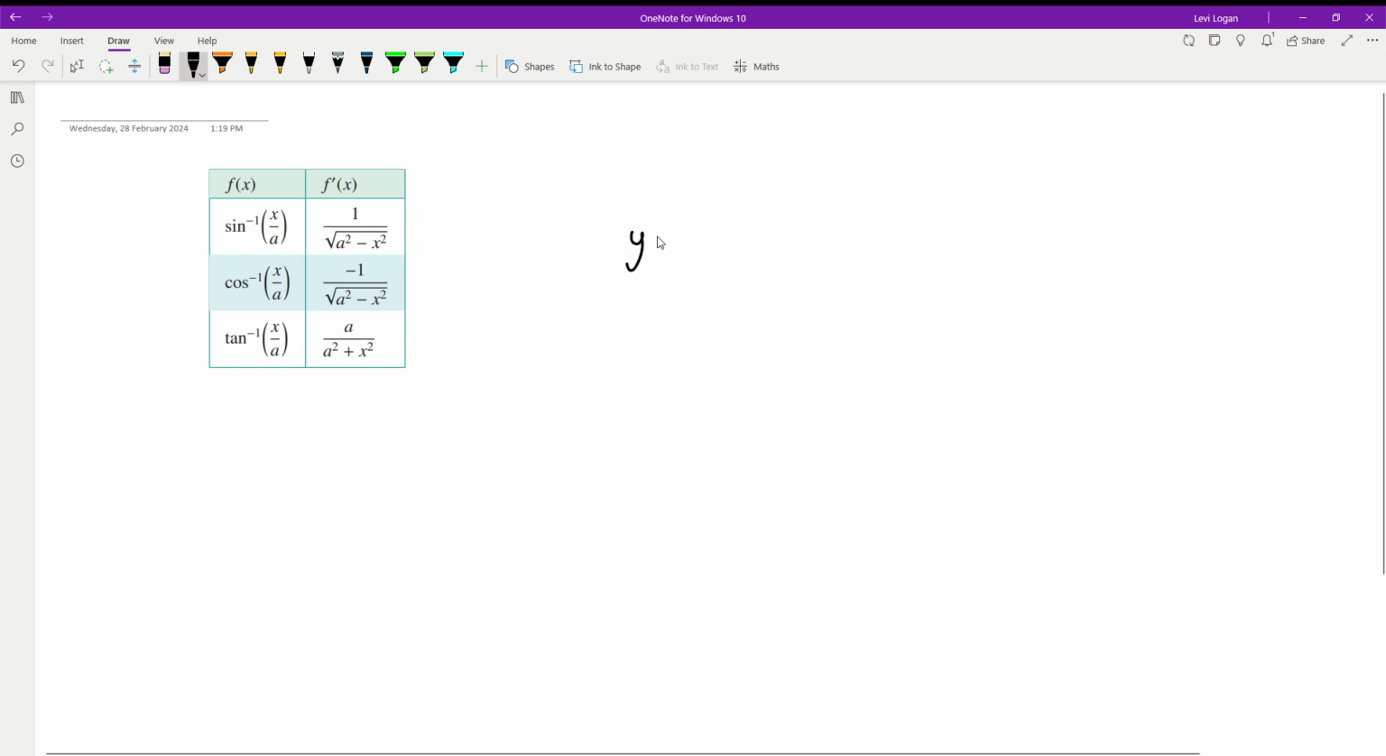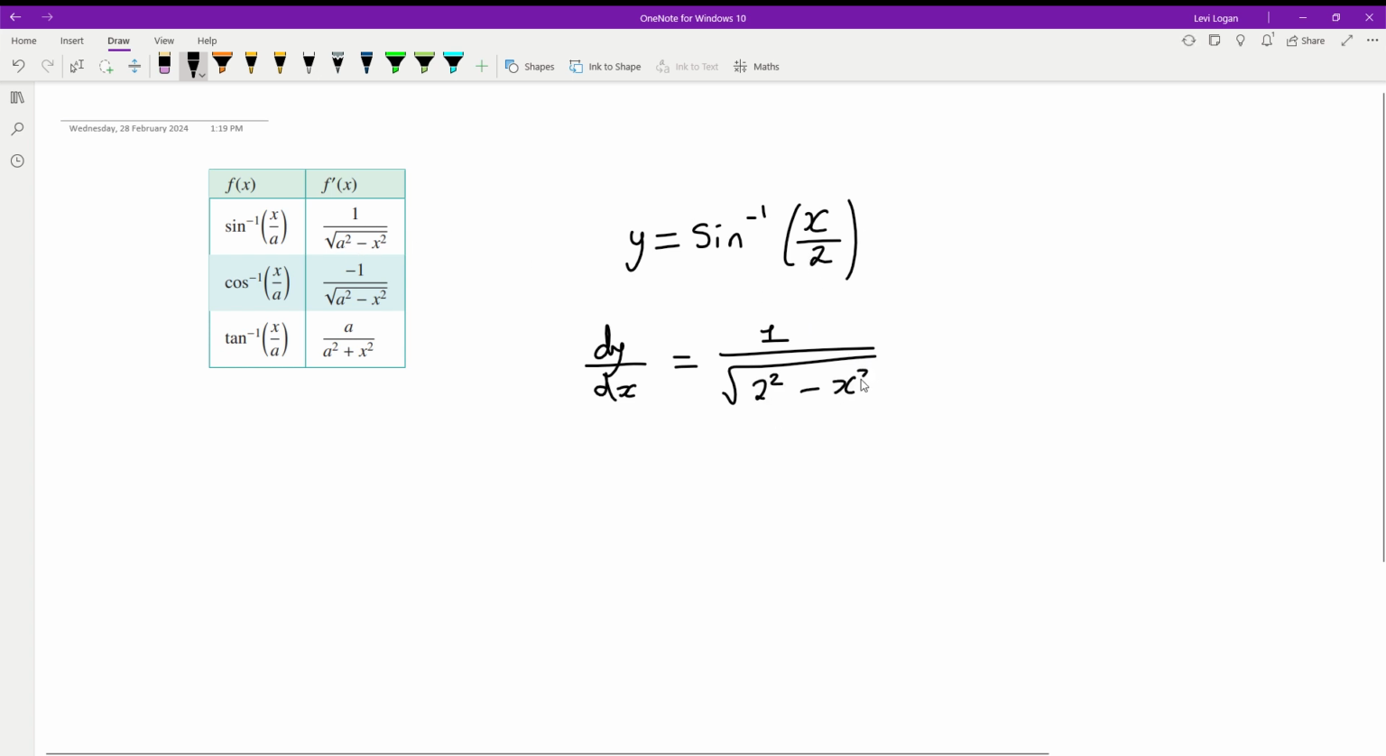If you have y equals sine inverse of x on 2, then all you need to do is put it into this formula here. So dy dx is 1 over the square root of a squared, so in that case it's 2 squared, minus x squared, so that gives 1 over the square root of 4 minus x squared. Okay, pretty simple, pretty easy.